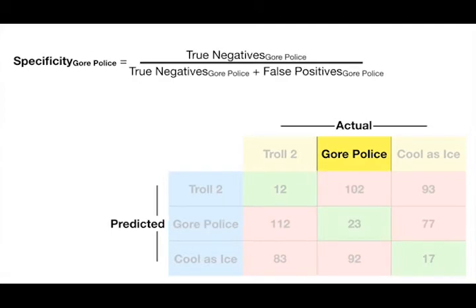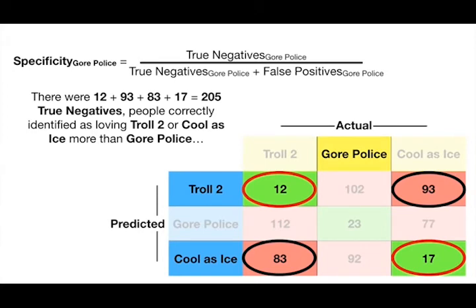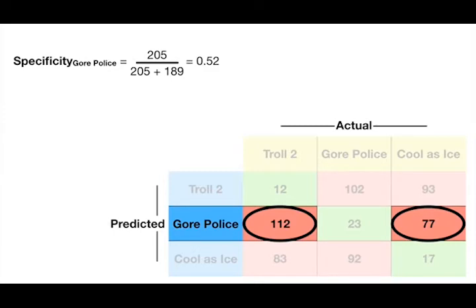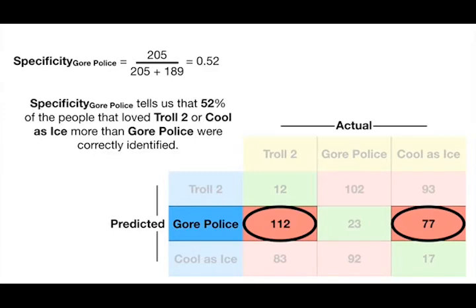Now let's calculate specificity. There were 12 plus 93 plus 83 plus 17 equals 205 true negatives, people correctly identified as loving Troll 2 or Cool as Ice more than Gore Police. And 112 plus 77 equals 189 false positives, people predicted to love Gore Police even though they didn't. And when we do the math, we get 0.52. Specificity for Gore Police tells us that 52% of the people that loved Troll 2 or Cool as Ice more than Gore Police were correctly identified.